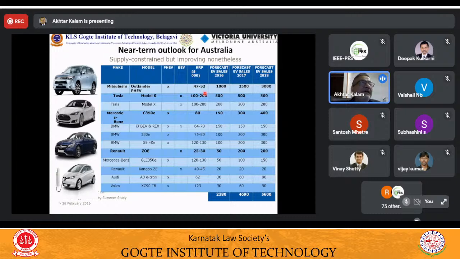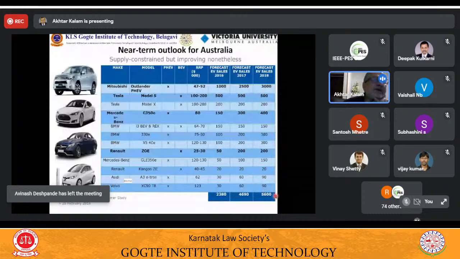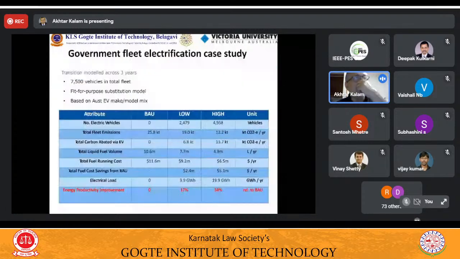Now, the outlook for Australia is such that we are trying to improve. Look at all the prices. I've got all the prices. As I told you, in 2016, we owned 2,400 vehicles. In 2018, we have 5,600 vehicles. And I already told you that we expect 30% of our vehicles to be electric by 2030. So out of the 17 million vehicles, 30% will be electric.